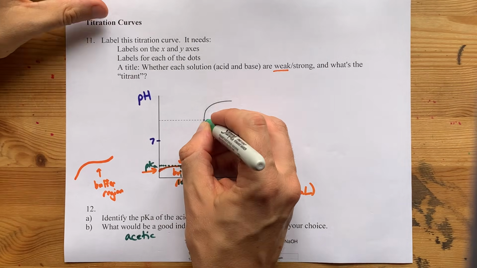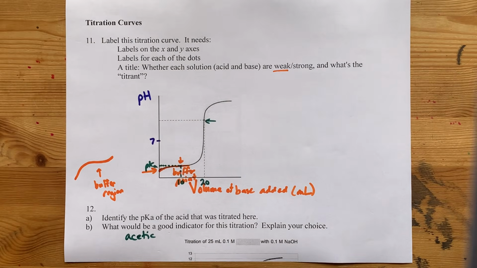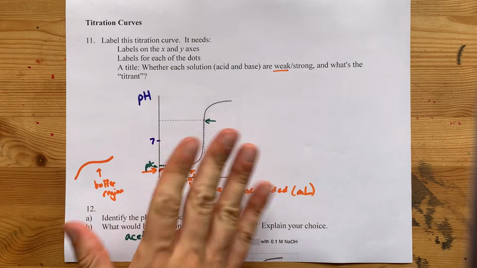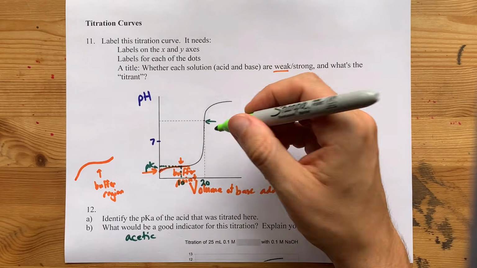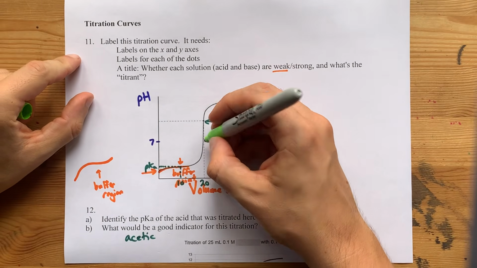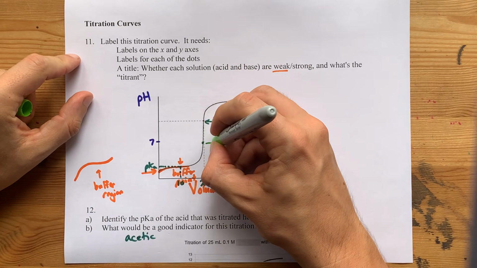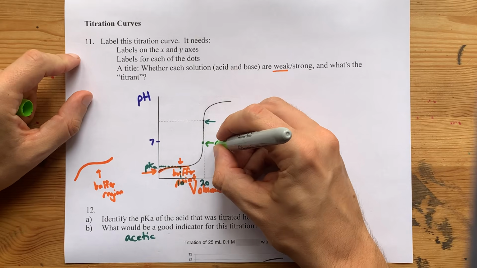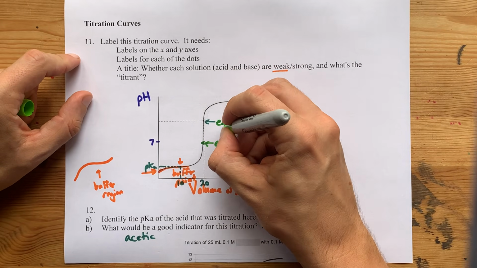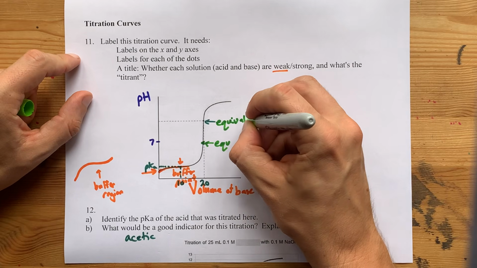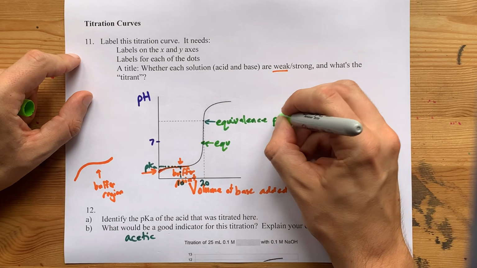Here we are. I want to point out that this point here can be one of two things. It really depends on how your teacher likes to graph these. I think, personally, that the equivalence point is going to be somewhere around here. Actually, it should be above 7. I'll label that as the equivalence point, slightly basic.